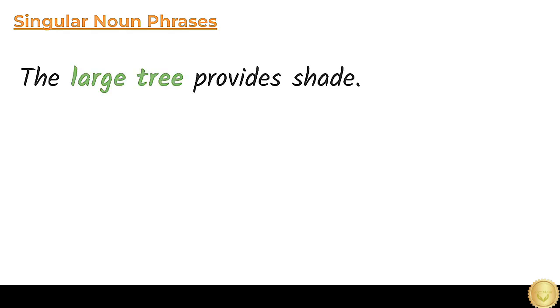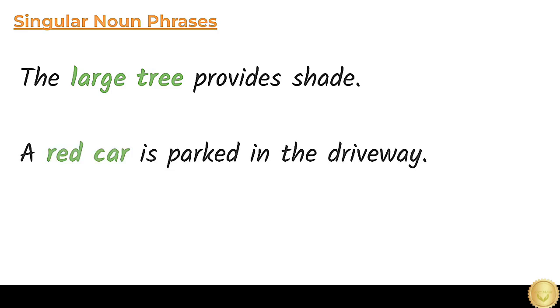So, for example, the noun phrase here, which is singular, we're still on the singular part of this. The large tree provides shade. Okay, so we've got our noun, which is tree. Then we've got our adjective here, large, that modifies the tree. And how many trees are there? There's just one. Similarly, a red car is parked in the driveway. Car being the noun, red being the modifier, the adjective in this situation. How many cars are there? Just the one. So we're always going back to number.